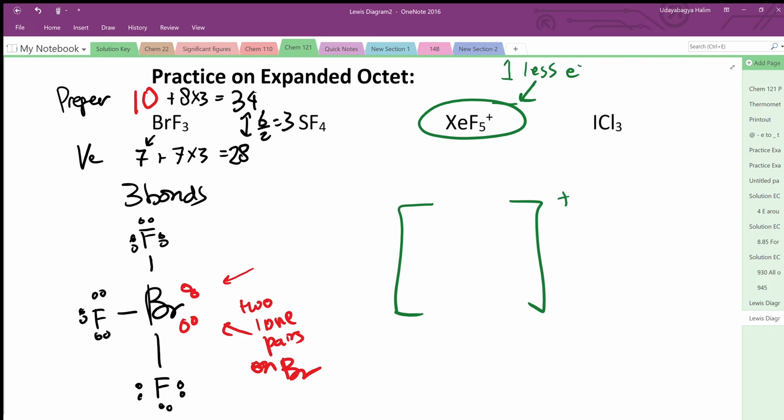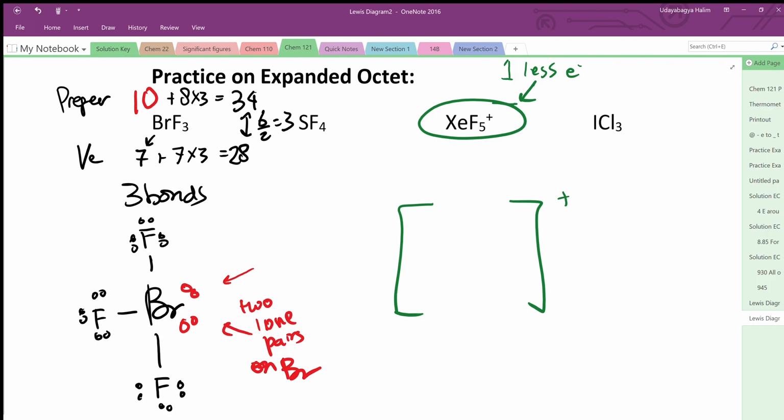What's the difference between 32 and 28? Yeah, that's fine, 4. So if you have 4, how many bonds do you have?